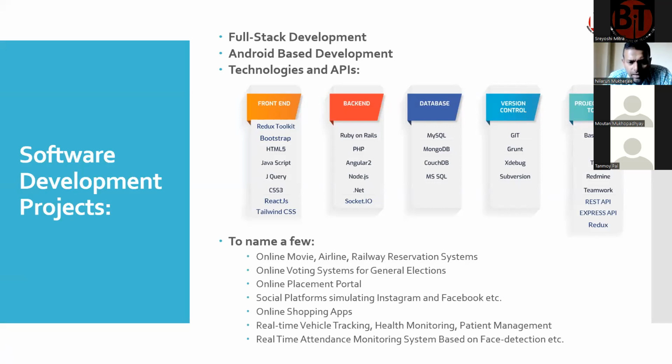So some of the projects that we have carried out in the last year are the online movie, airline and railway reservation systems, online voting systems for general election, online placement portal, and social platforms simulating Instagram, Facebook. Also, other platforms are being explored, like Twitter, and online shopping apps, and that ranges from bookstore to garments to different ones. They try to simulate Flipkart, Snapdeal, Amazon. These sites they want to simulate.